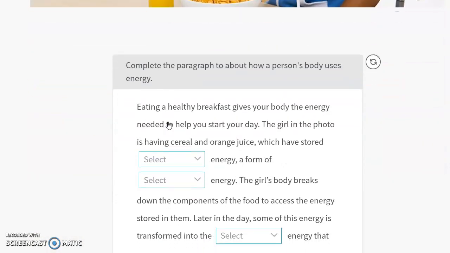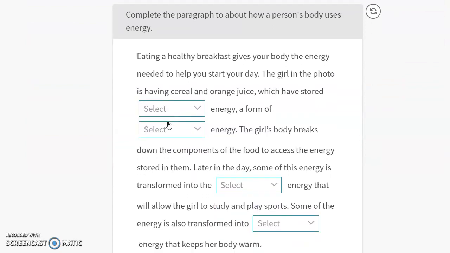Okay, how does your body use energy? So talking about eating breakfast, cereal and orange juice, which have stored chemical energy. We know that because when you eat cereal and orange juice, it can't be thermal energy, since thermal energy would mean it's making your body feel warm, which eating cereal and orange juice doesn't necessarily do. So it's chemical energy. And it's kinetic. It's actually moving in your body.